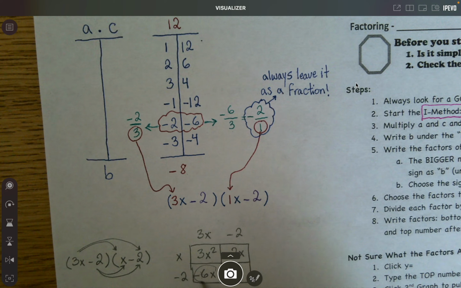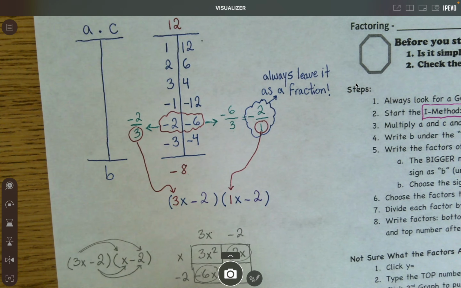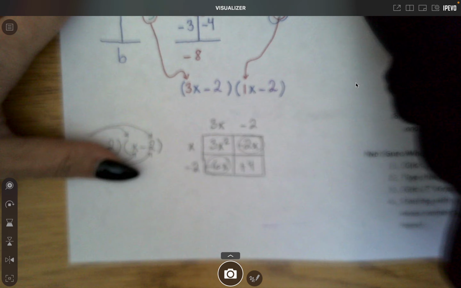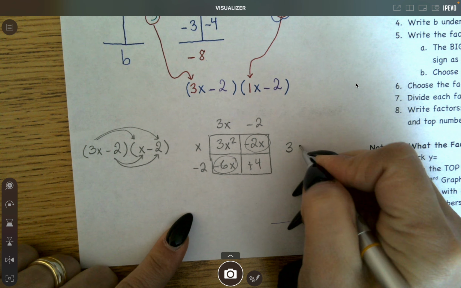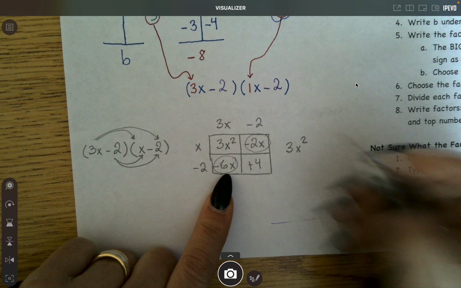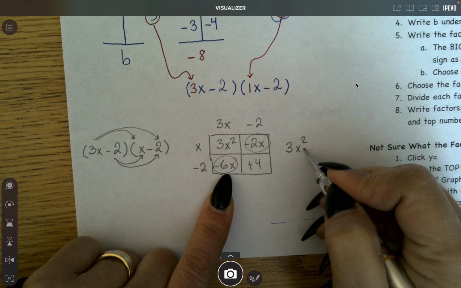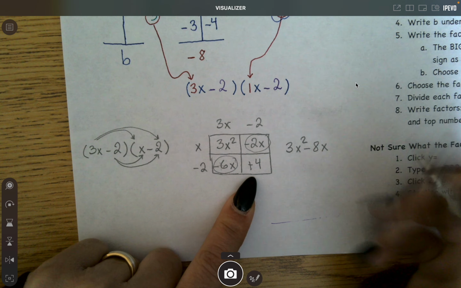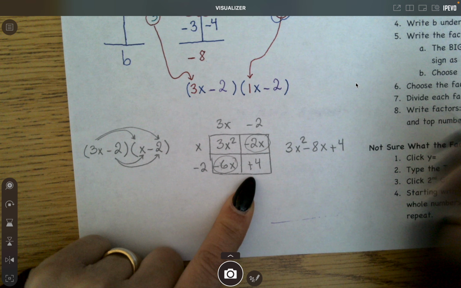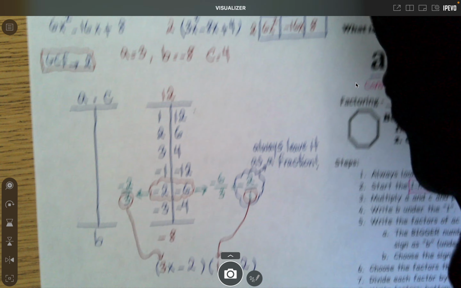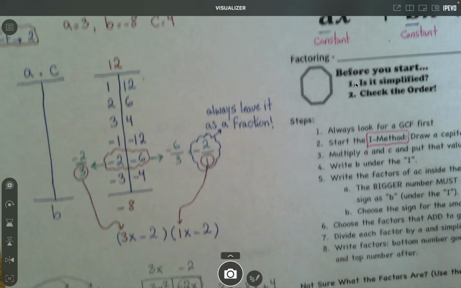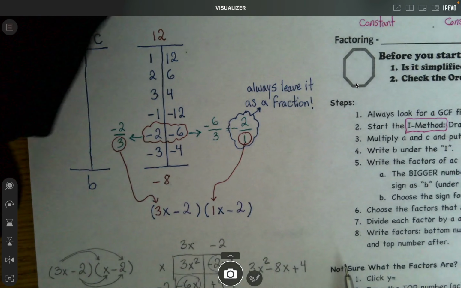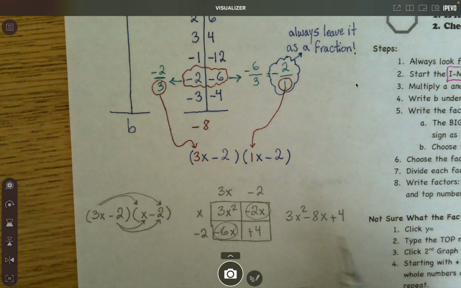So these two are like terms. I add or subtract. So I get 3x squared. These two would be negative 8x plus 4. 3x squared minus 8x plus 4. So I got the same answer. So I did great factoring.